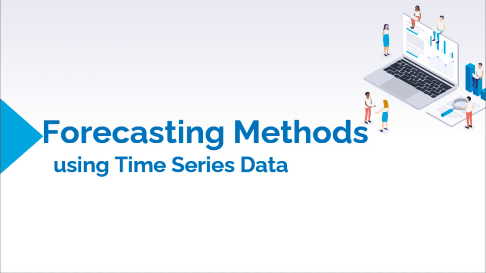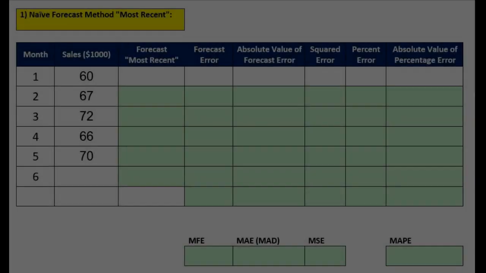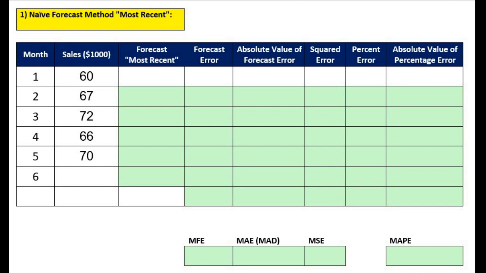Hello. So our discussion is all about forecasting methods using time series data. Our first forecasting method is the naive forecast method, or the most recent. Considering this data, let's say this is data during 2019 from months 1 to 5, that would be from January to May. And then we have the column sales, or these are the actual sales.